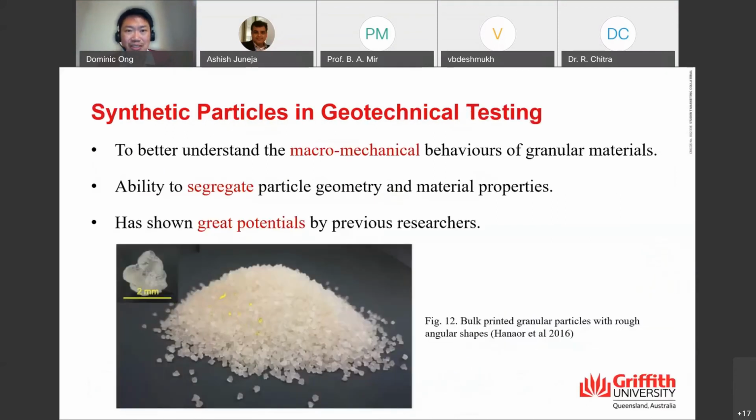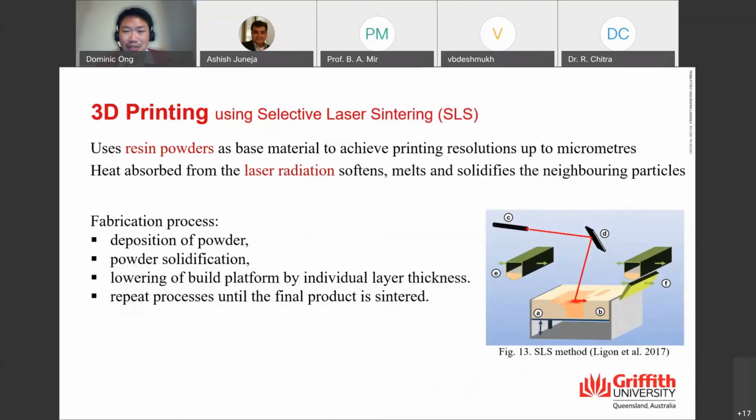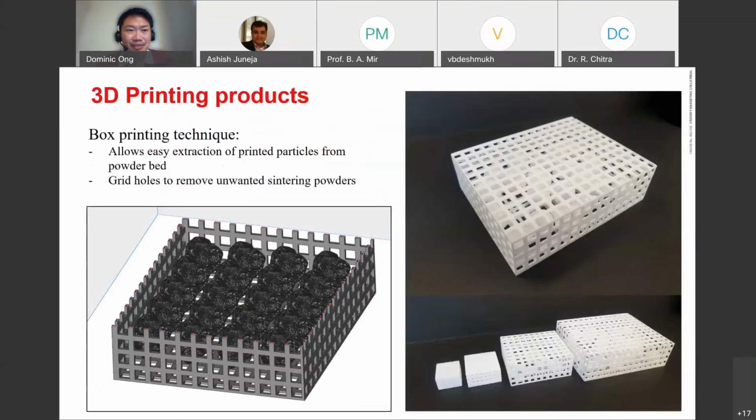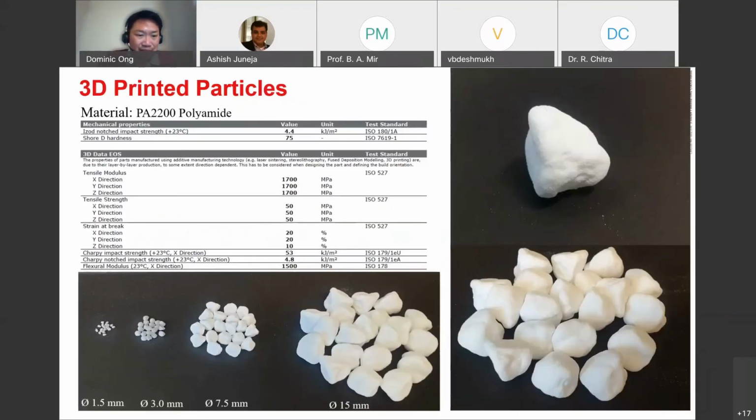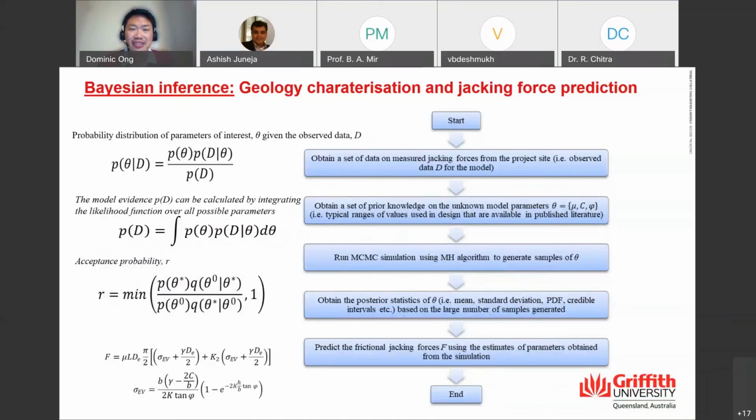We are trying out synthetic particles. We are trying to have quality control in terms of having particles of known stiffness, for example. We do 3D printing of particles as well. We choose the right powder to use and so on. This is how we design it, and we put it for printing. And this is the outcome. We can see that we can print various particles of different shapes and surface roughness, and it's very much dependent on the resolution of your 3D printing machine.